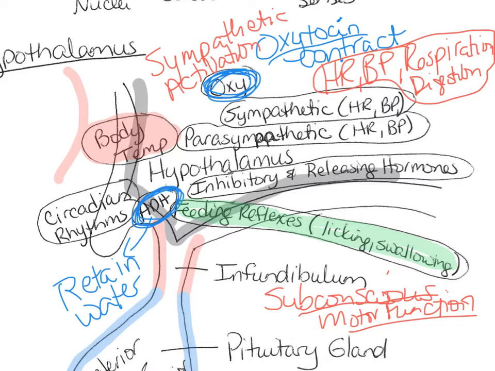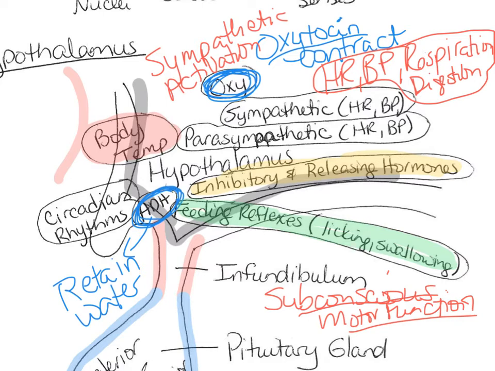All right, so we've got all those things going on in the hypothalamus, and in addition to that, it also releases inhibitory and releasing hormones that are going to control the anterior pituitary. So there's just a lot going on in the hypothalamus. It's really super important. It's a very important area of the brain.